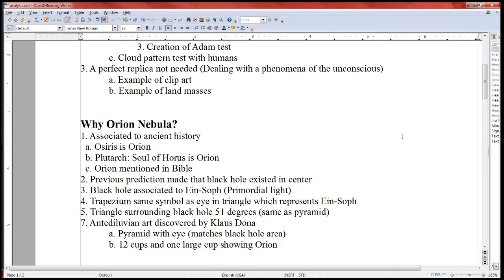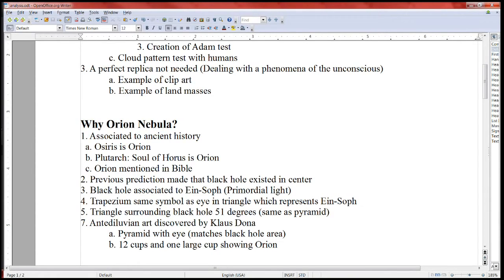We can also take a look that the Orion constellation is probably the only constellation that we find all across culture, from the Mayans to the Egyptians. It's biblical, it's mentioned in the Bible, it's everywhere. And we know that the ancient Egyptians even modeled their pyramids after Orion.